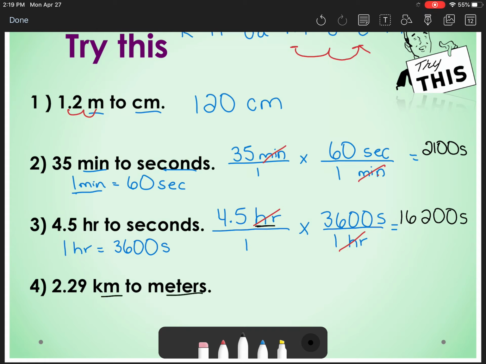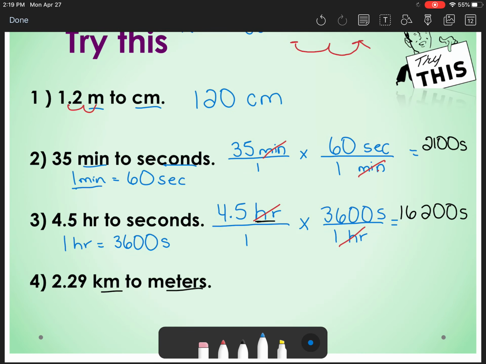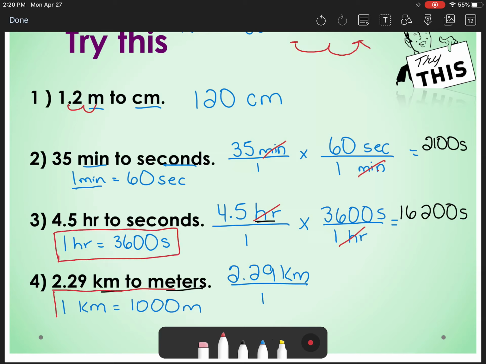Okay, last one here, kilometers to meters. Again, I could use my distance conversion just with the scale above, but I'm going to show you the other way. Start by writing your number, so 2.29 kilometers, and I write it as a fraction. Kilometers is the larger unit. I know my conversion factor, that 1,000 meters is equal to 1 kilometer. Okay, these two conversion factors here, you need to just know by memory. We've got to be comfortable with that.